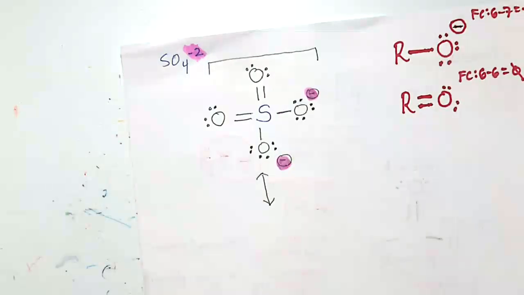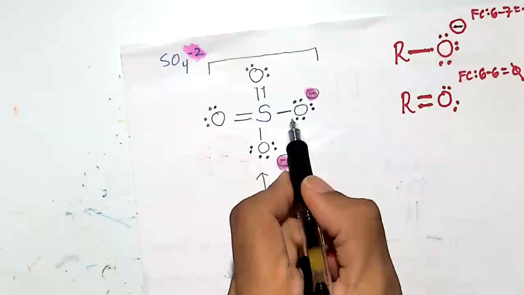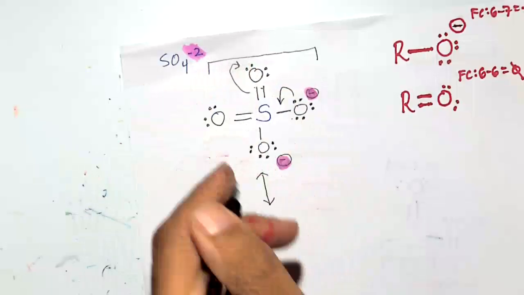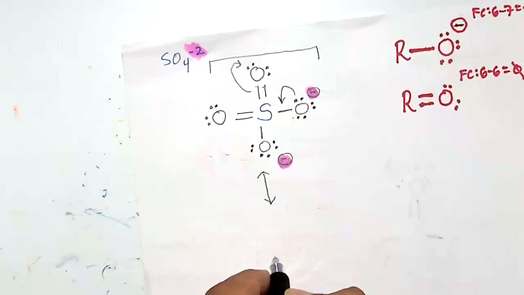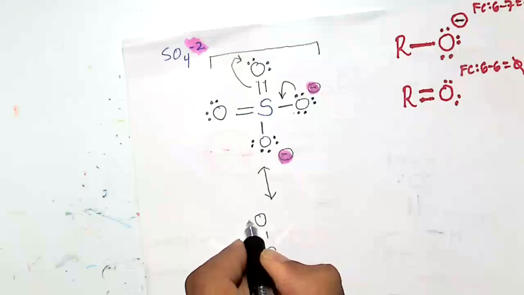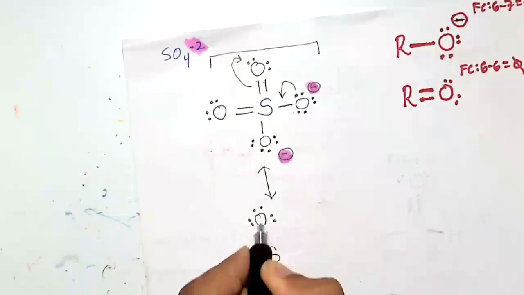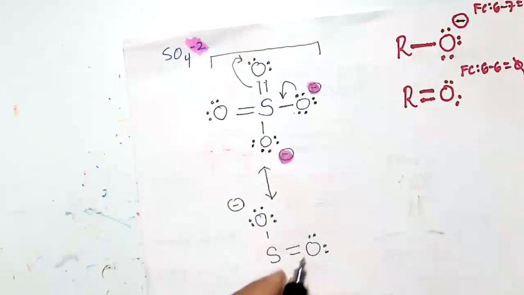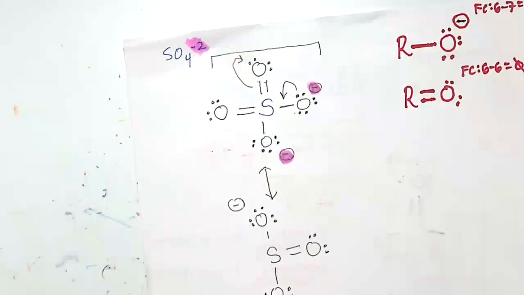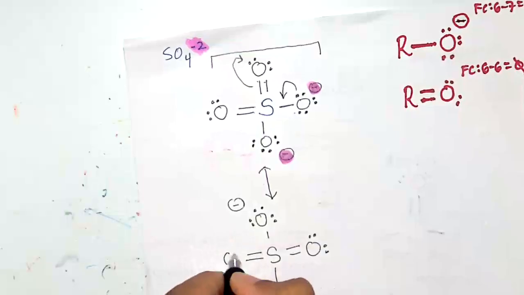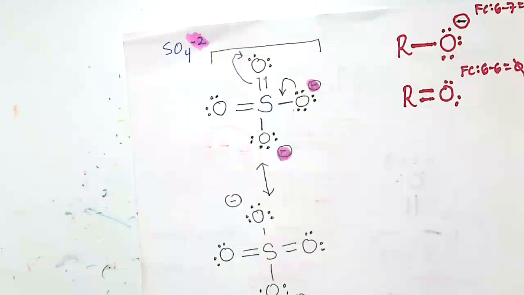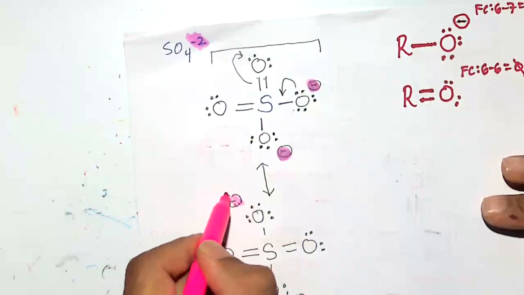They can go, maybe I can take this double bond and move it here. Okay, so that's one equivalent structure. So what did we call this phenomena? Resonance. Good job. Okay, so now my negative charges are here and here.